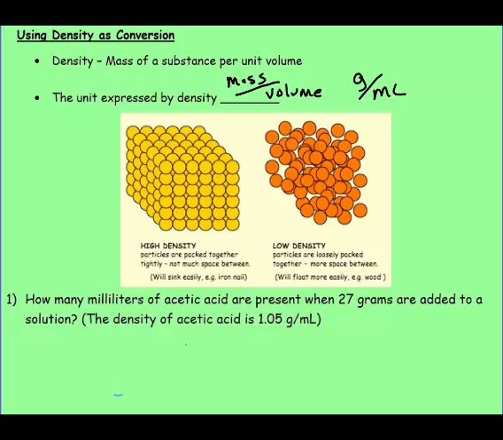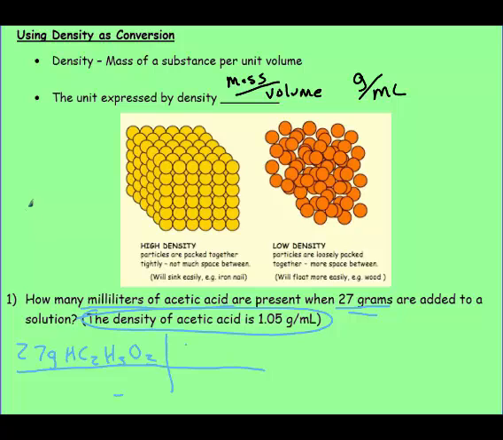So we're going to be talking about using density as a conversion factor like we did at the beginning of the year. We're trying to find milliliters of acetic acid and we're given grams. So we're going to start with the grams because that's what we were given. We're trying to convert grams to volume. Our way to convert grams to volume is through density.